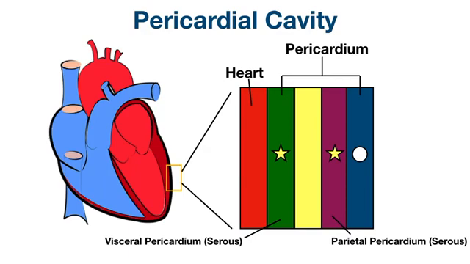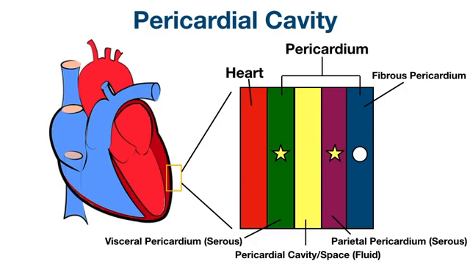The potential space between the visceral and parietal layers is the pericardial cavity or space, and it contains a small amount of serous fluid called pericardial fluid that helps lubricate and protect the heart as it beats. The outermost layer of the pericardium is the fibrous pericardium. So we can see how the pericardial cavity in yellow surrounds the heart, and the cavity is lined by the visceral and parietal layers of the pericardium.